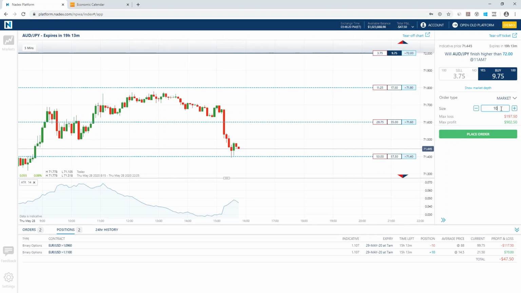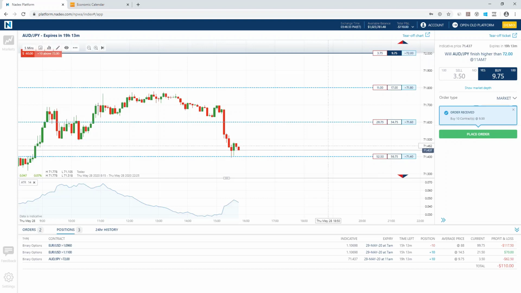Now, if you trade 1 or 2 contracts, 1 is the minimum, right? My max loss on 10 contracts on this side is $197.50, not inclusive of exchange fees. I'm just going to go ahead and place this order and place buy because I don't want to get these kind of trades in yet. So, right, I was about 60 cents off there.